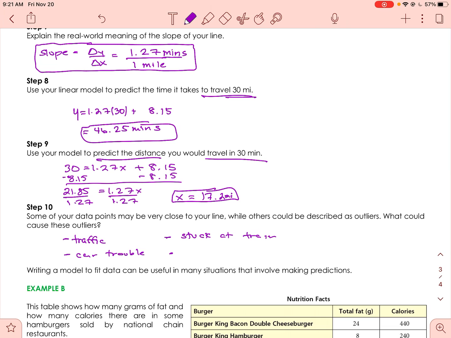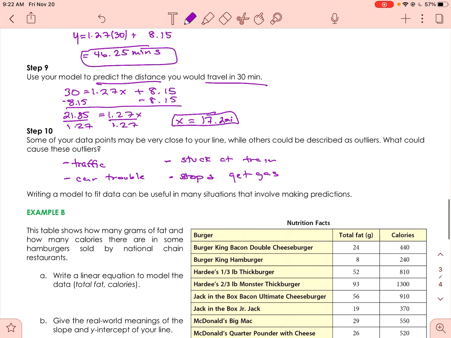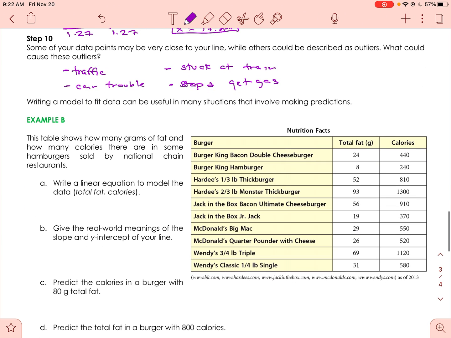So maybe you had to stop and get gas. Again, there might be some things that cause your travel time to be a little bit longer, which could create an outlier. One thing to make sure you understand is that modeling to fit data can be useful in many situations that involve making predictions.